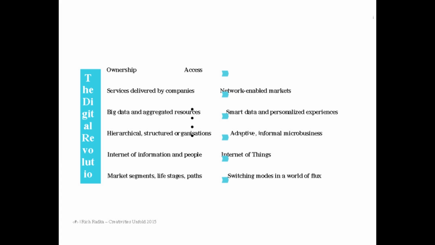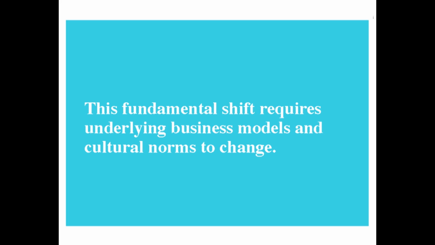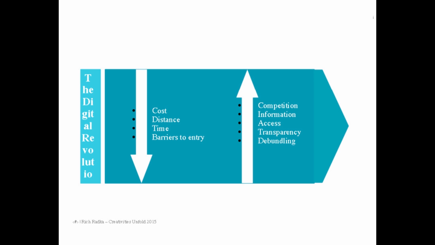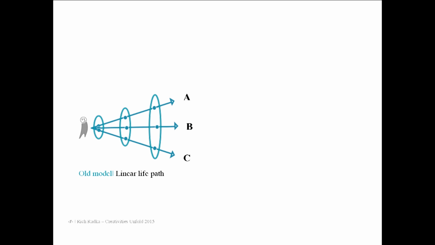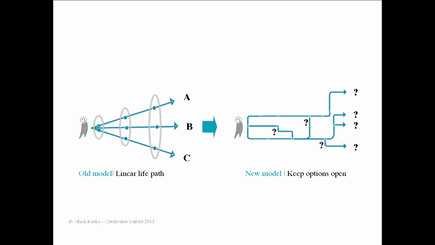It's about being part of a networked world, and that networked world is very different than the world that came before it. This fundamental shift requires underlying business models and cultural norms to change. So, we have to rethink everything. When I talk about what's coming down, what's going up, we need to think about that. Even as designers, you need to be thinking about what these changes mean for the experiences we're designing. Living in a digital world leads to new lifestyles, new values, and new behaviors, as I hope I outlined before with our digital natives. So this old linear model and looking at segmentations and life paths doesn't really work sufficiently anymore. Instead, we need to think about this world of flux and how we help people navigate when they're in the middle of the chaos.